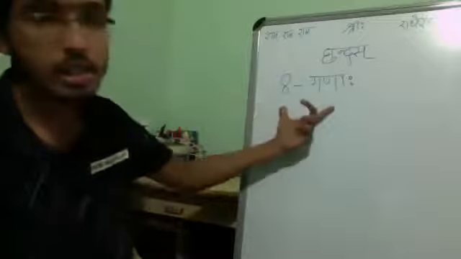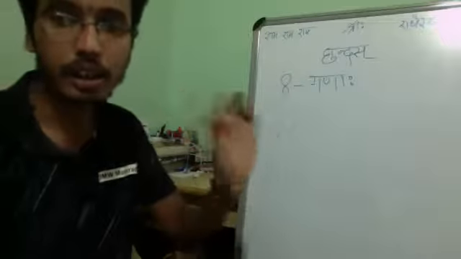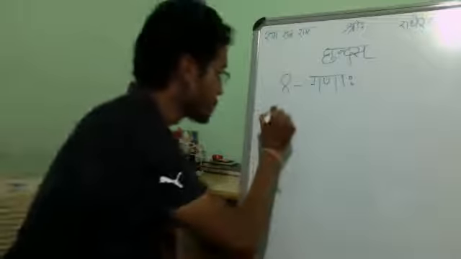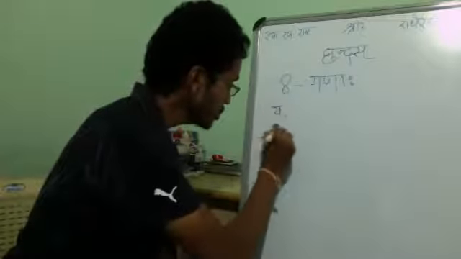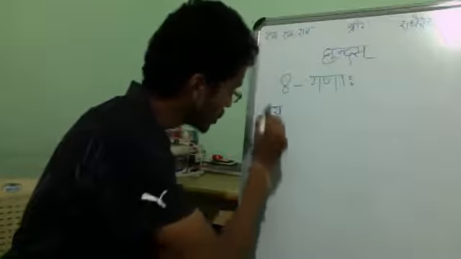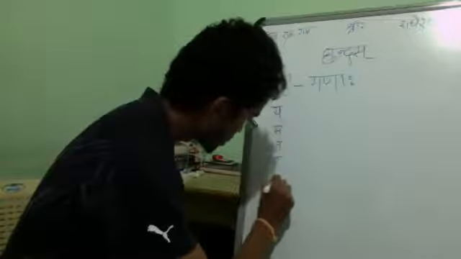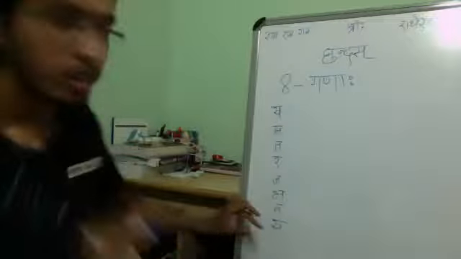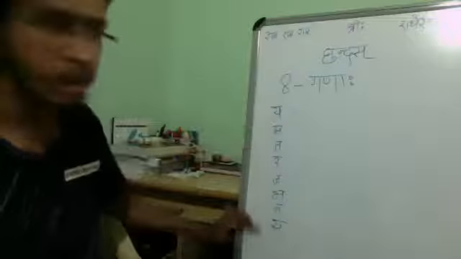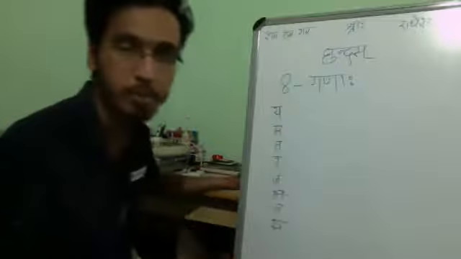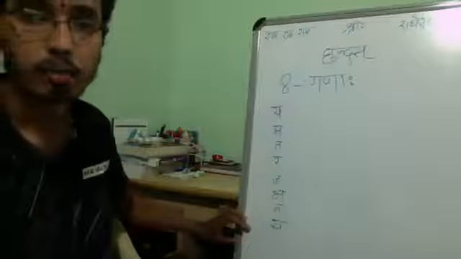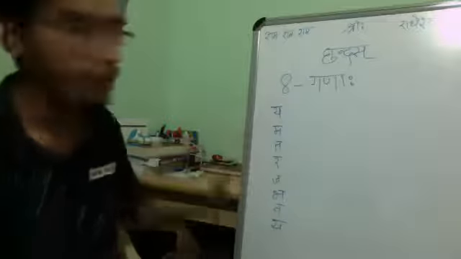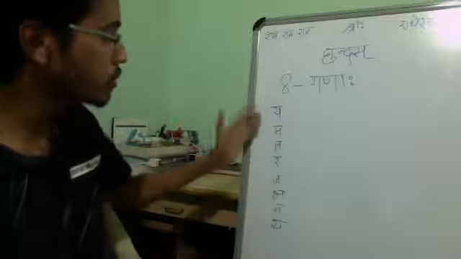Okay, so each of these ganas is given a name. Of course, it's a letter representation, but still it's a name. So these are the 8 different types of ganas. It is called Yagana, Magana, Tagana, Ragana, Jagana, Bhagana, Nagana, Sagana. So these are the 8 different ganas. Now, what is the difference between these ganas?